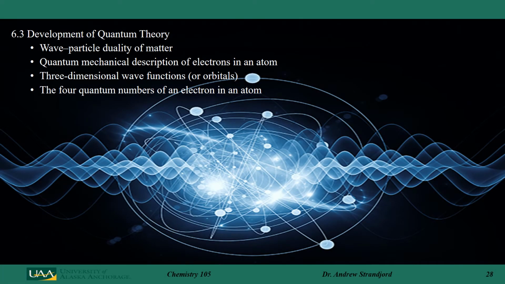In this section, we're going to be discussing quantum mechanics. We'll take a quick look at the wave-particle duality of matter. We're then going to look at the mathematical description of electrons in an atom and how that relates to something we're going to call wave functions or orbitals. And then we'll look at the 4 quantum numbers that come out of all this mathematics. I'm going to do this in 2 video sections because it's quite long.